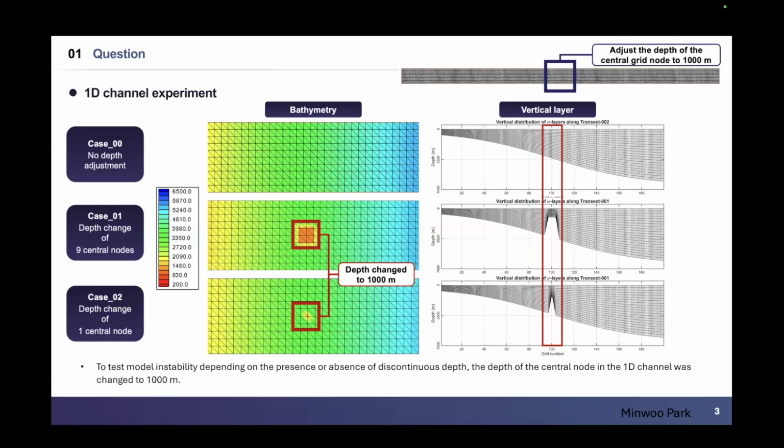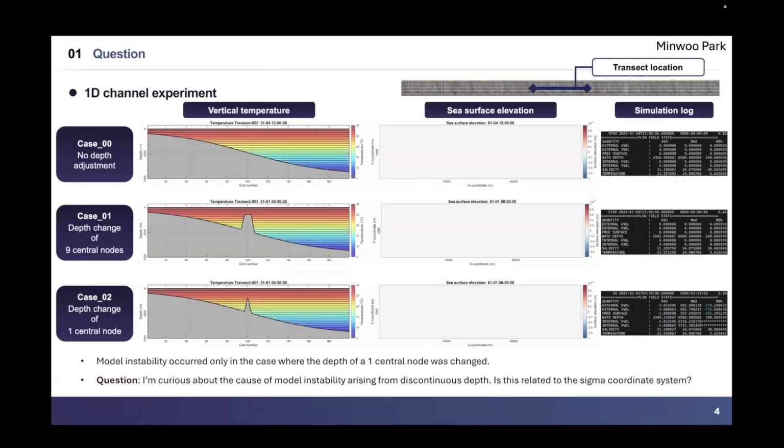From the model simulation results, no motion occurred in case 0 and case 1, but motion did occur in case 2, and case 2 blew up. I'm curious about what caused the model instability due to discontinuous steps. Could this be related to the sigma coordinate?